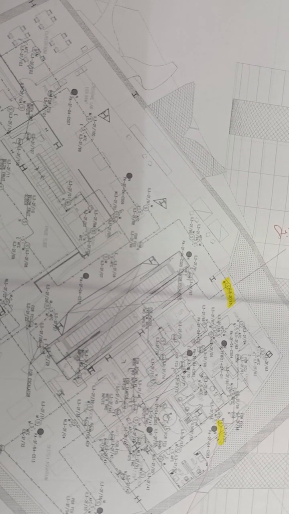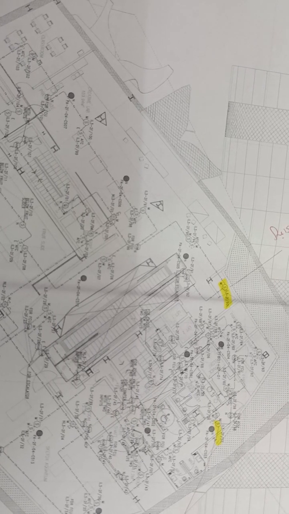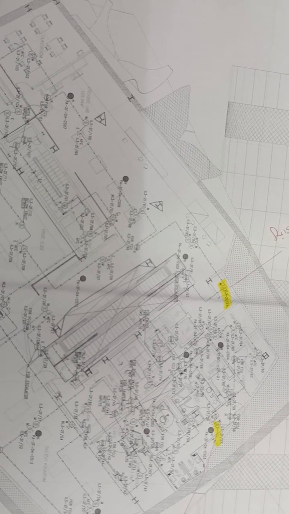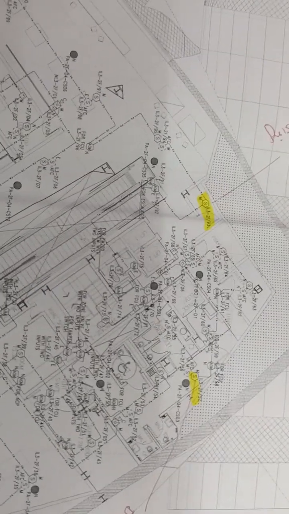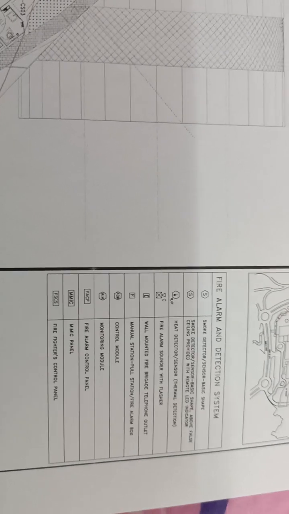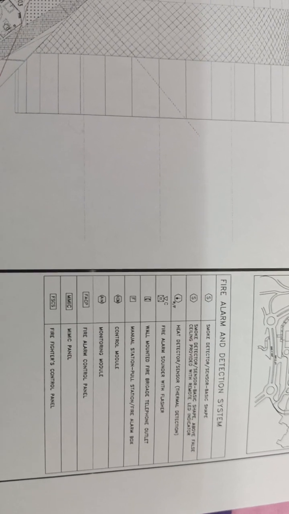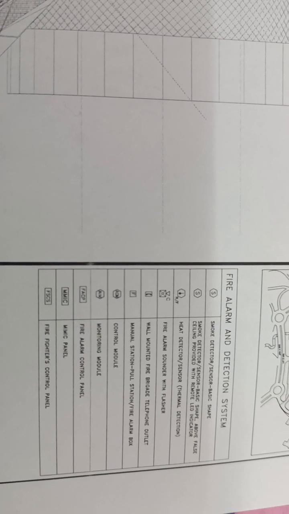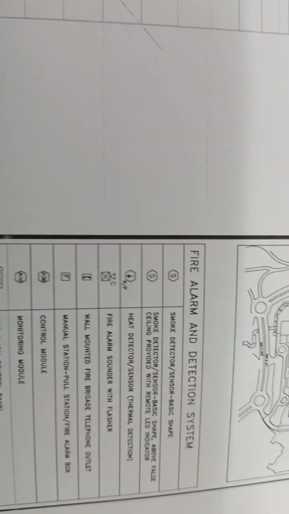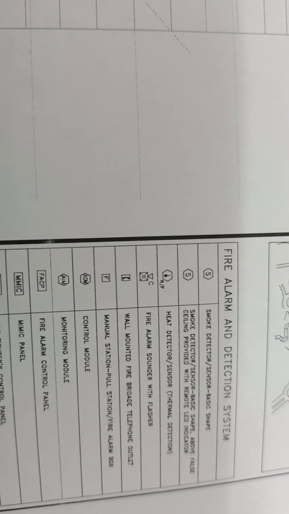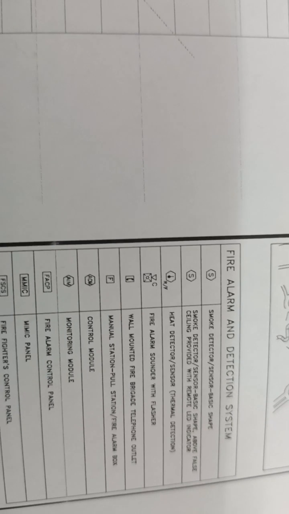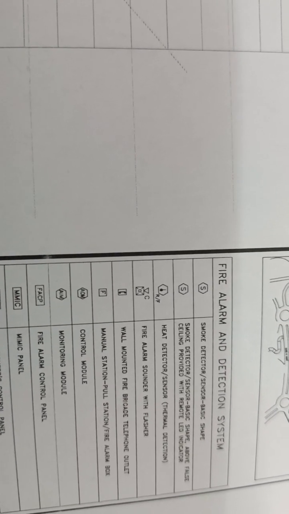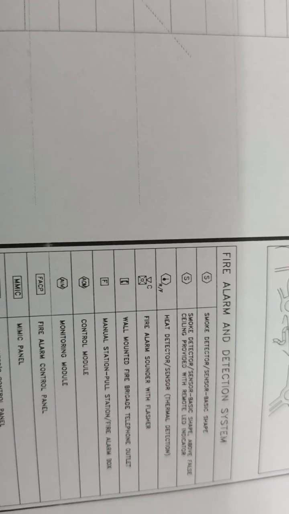Suppose the fire alarm control panel is connected with the smoke detectors and the other devices. First I will explain the symbols used in this drawing, one by one, what each type of device is and how it works. In the fire alarm detection system, the first one you can see is S, a smoke detector. There are two types of smoke detector. Then the third one is the heat detector.